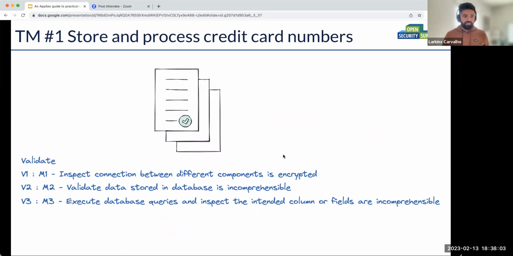Let's take a look at what we can do in terms of validation. We can inspect traffic from different components and see if it is encrypted. We can validate that data stored in the database is incomprehensible. Fire some queries at the database and look: even if we get output from the database, are these fields encrypted? The intended fields, the sensitive fields which we want to be encrypted at all costs.